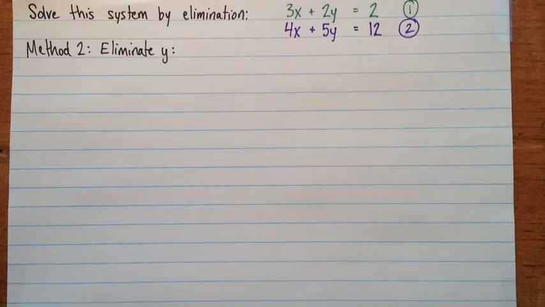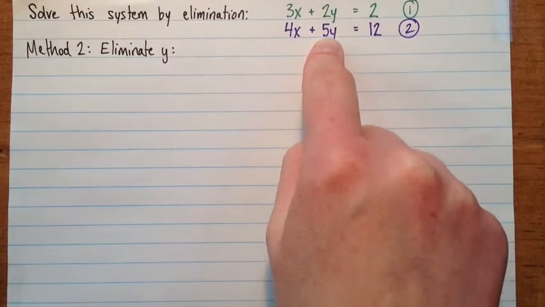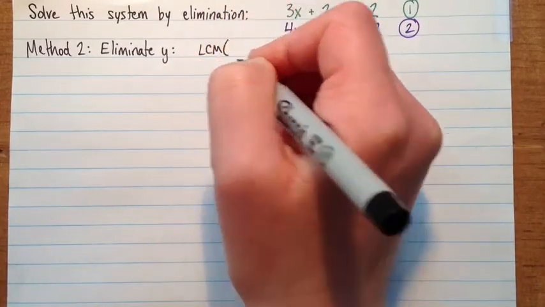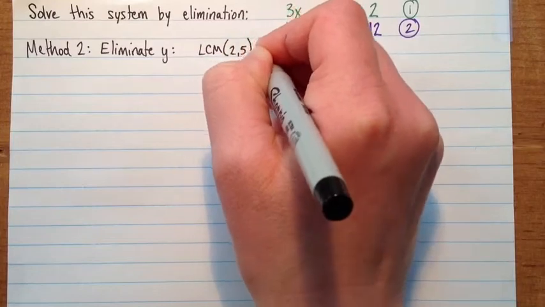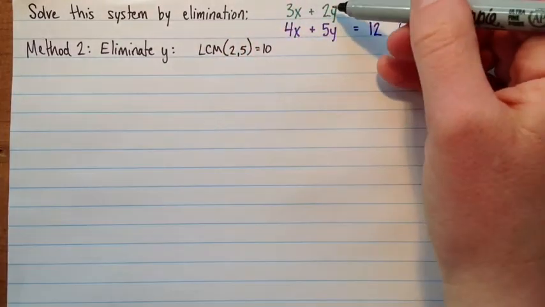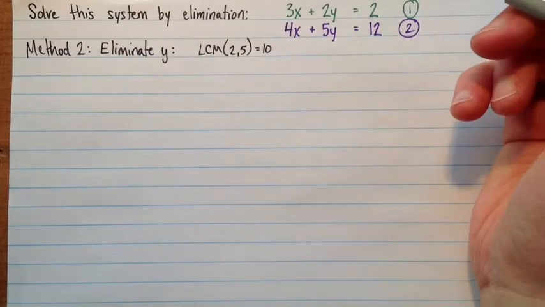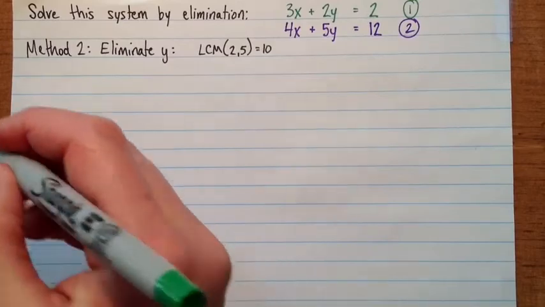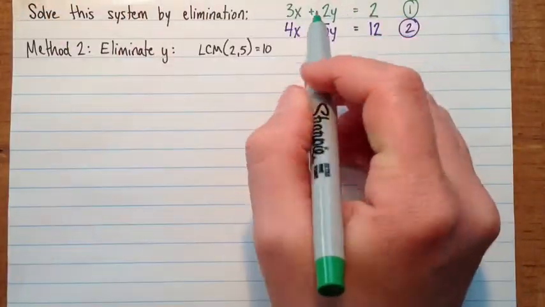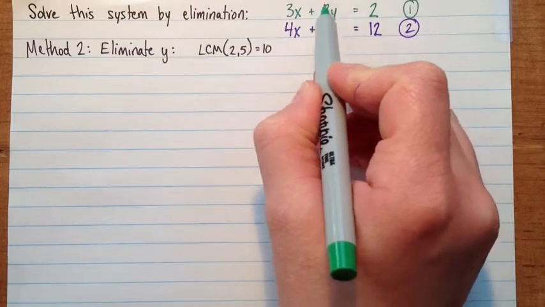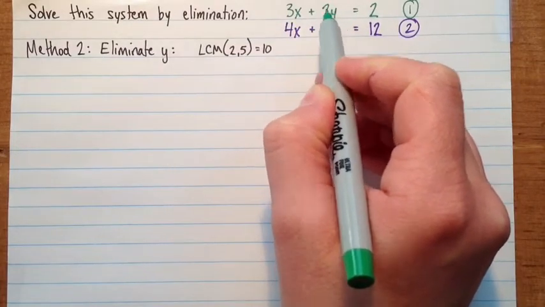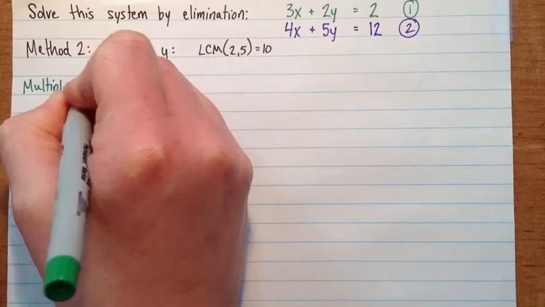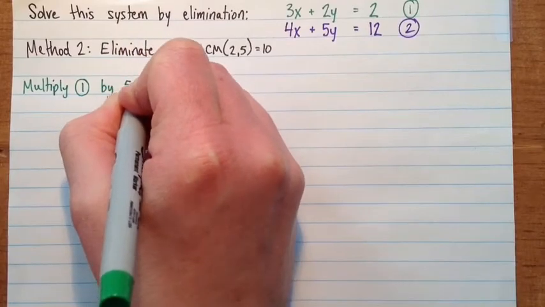Okay, and to do this, we need to find the lowest common multiple of 2 and 5, because those are the coefficients on y. Lowest common multiple of 2 and 5 is 10. So we're going to try to get the coefficients on y both to be equal to 10. So we'll do equation 1 first. And what could we multiply equation 1 by to get 10y? Well, it's 2y, so we'll multiply by 5. Multiply equation 1 by 5.